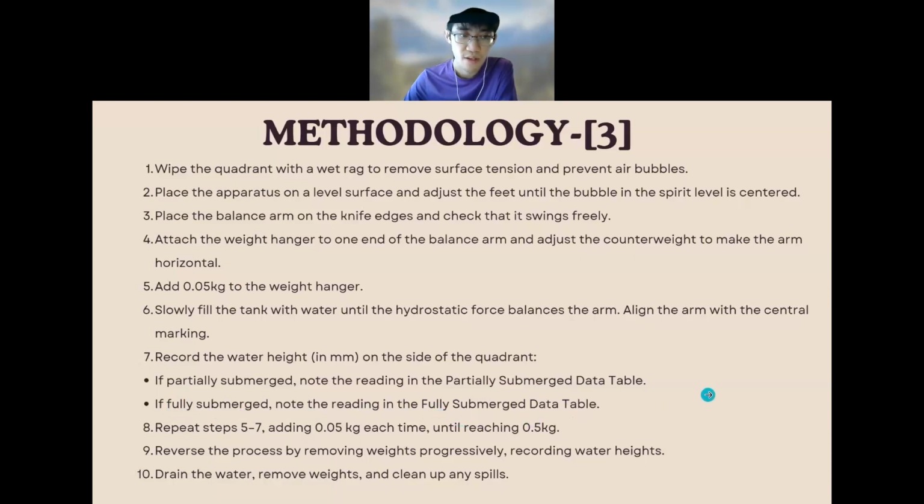Then steps 5 until 7 are repeated by adding 0.05 kg of weight each time until reaching 0.5 kg. We reverse the process by removing the weight progressively and recording the water height. And last, don't forget to drain the water, remove all the weight, and clean up any spill.